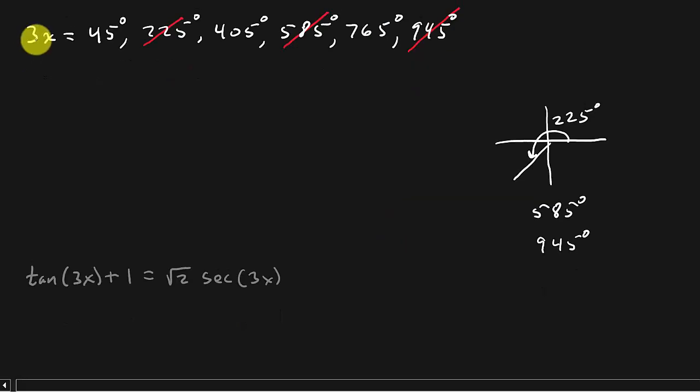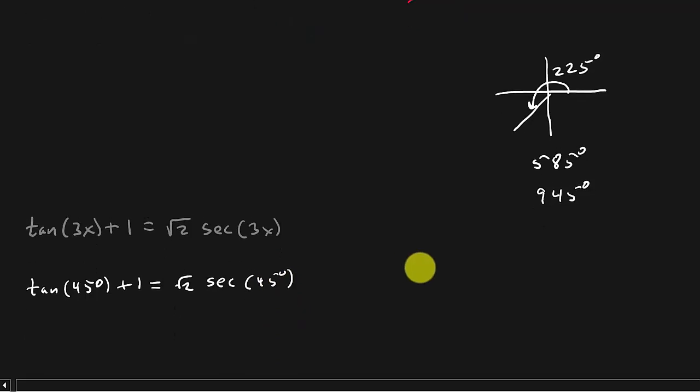Okay, so you see 3x. 3x is 45. So I've got tangent of 45 plus 1 is equal to square root of 2 times the secant of 45, right? All right. So the tangent of 45 is what? 1 plus 1, and that's 2, right?